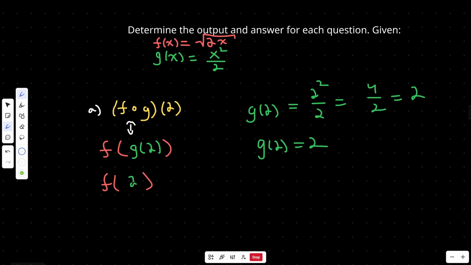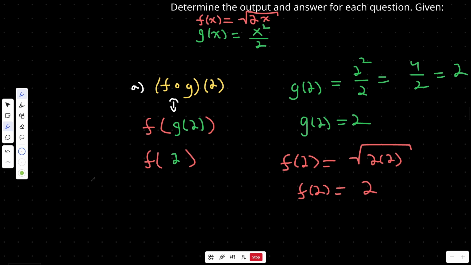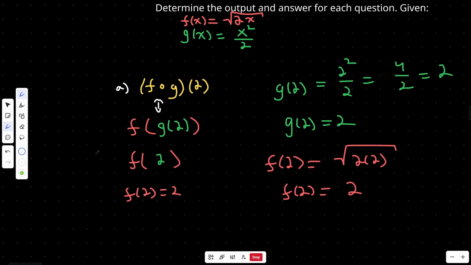So f of 2, let's evaluate that. f of 2 is equal to the square root of 2 times 2. 2 times 2 is 4, and the square root of 4 is 2. So f of 2 is just 2. And there we go, we have solved our equation.